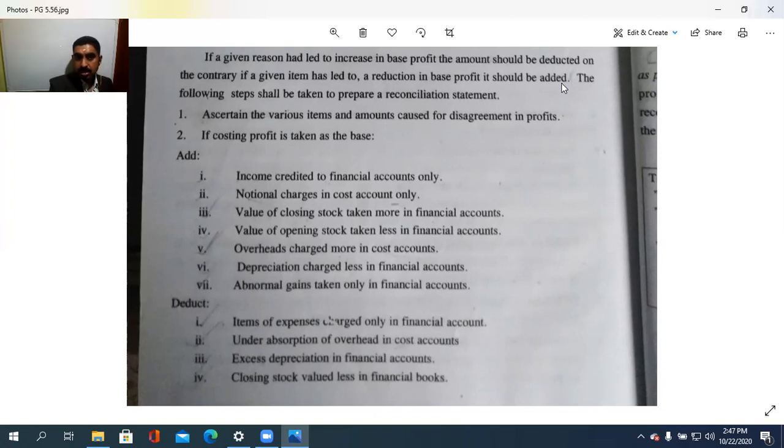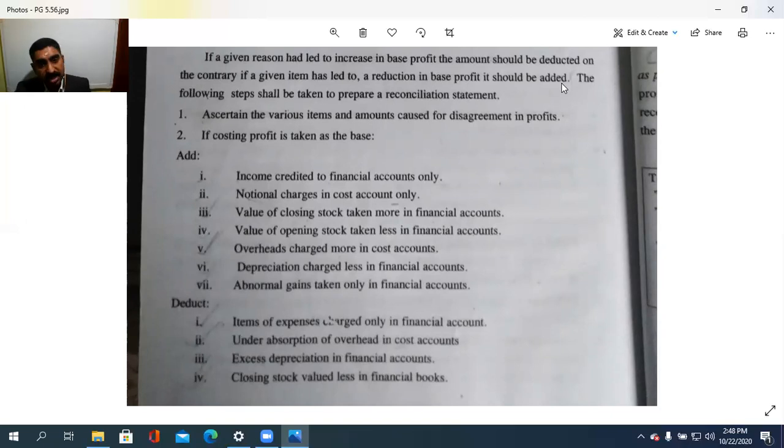അതാണ് എന്ത്? ഓവർ അബ്സോർപ്ഷൻ. Over absorption of the overhead in cost accounts to be added, under absorption of the overhead in cost accounts to be deducted. പിന്നെ ഡിപ്രീസിയേഷന്റെ കേസ് എന്നായിരുന്നു? Depreciation charged less in financial account. അവിടെ ഏതിനകത്ത് ആഡ് ചെയ്യണം. അപ്പൊ ഇവിടെ depreciation charged more in financial account to be deducted.